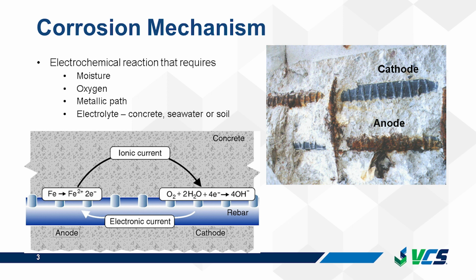That's where we're seeing rust buildup and rebar section loss. And at the cathode, there is no section loss and there's no corrosion. But you have to have both an anode and a cathode to have a corrosion reaction. In new concrete, reinforcement is protected by the naturally high pH of the concrete pore solution that causes formation of a passive layer on the rebar surface. However, when chlorides or CO2 penetrate from the environment to the rebar depth, they destroy the passive layer on the rebar and cause corrosion to initiate.